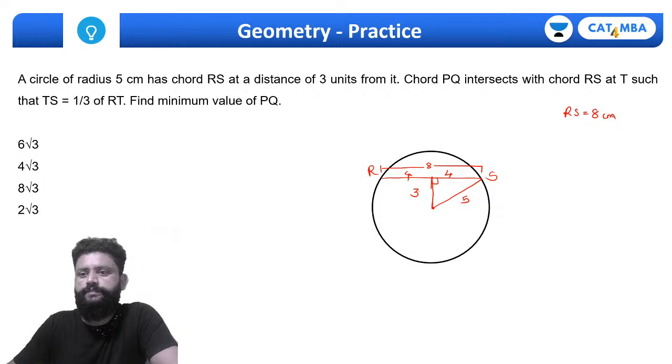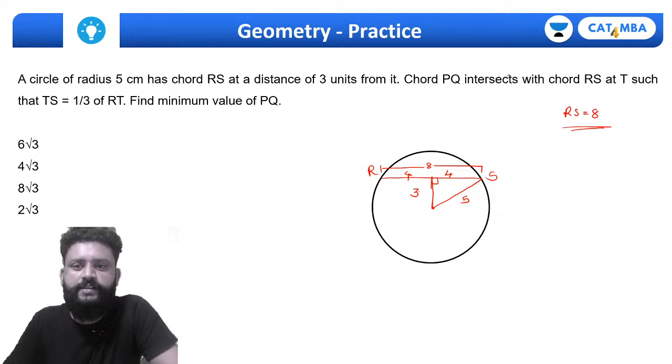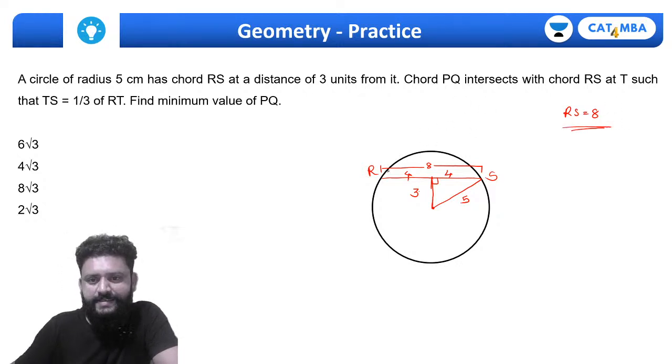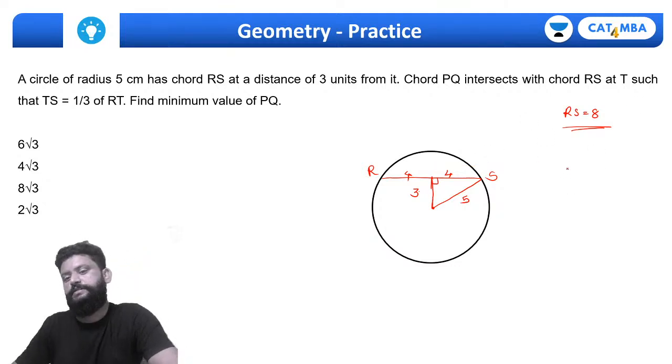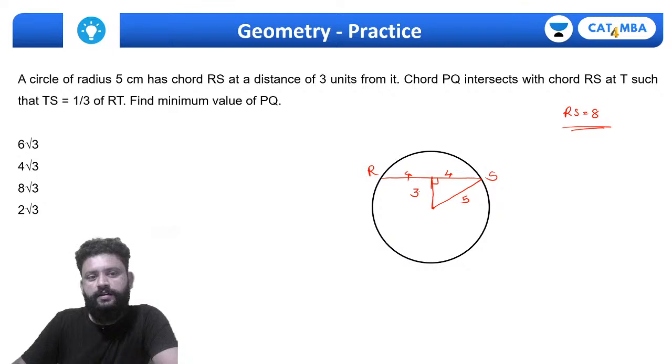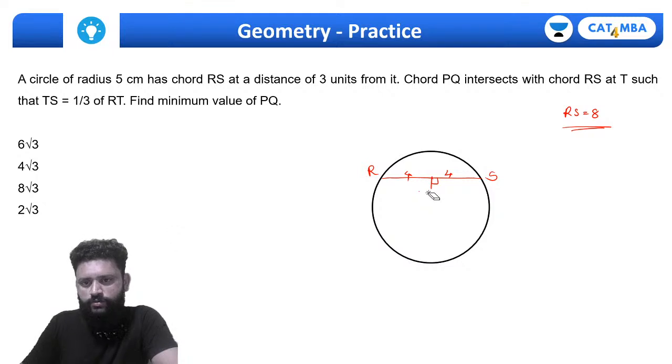That's the first thing you can get, the length of RS. After that, PQ intersects RS at point T such that TS is 1/3 of RT. So what I'll do, I'll just erase these two things now. We have got the length of RS and there is one point T here such that TS is 1/3 of RT. तो यहाँ पे 1/3 है, यहाँ पे 2/3 है.